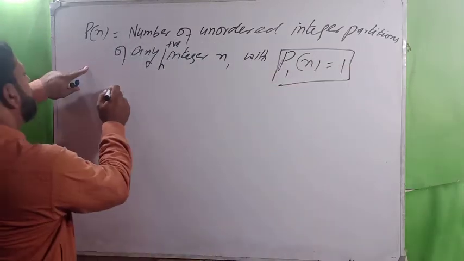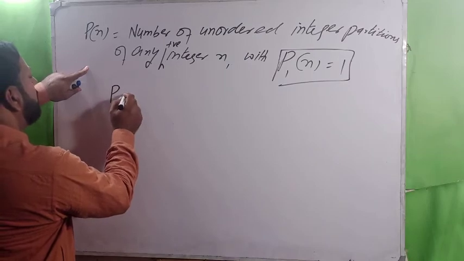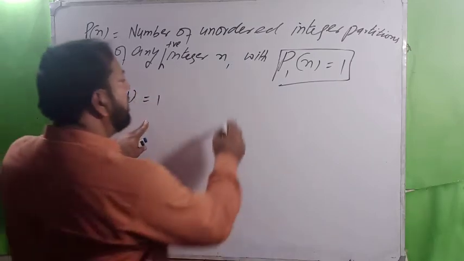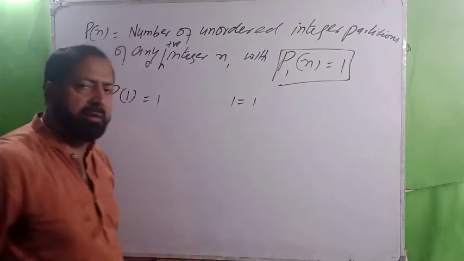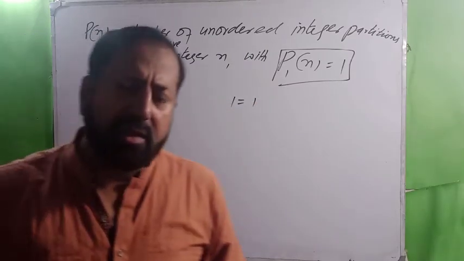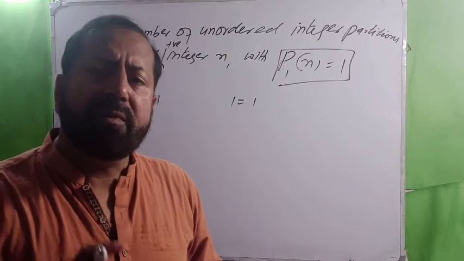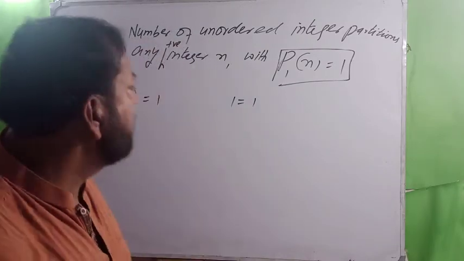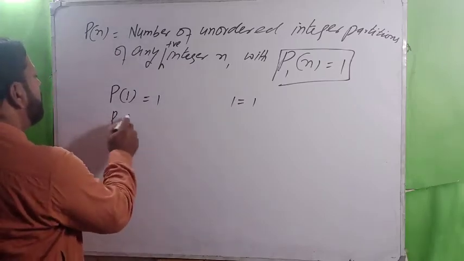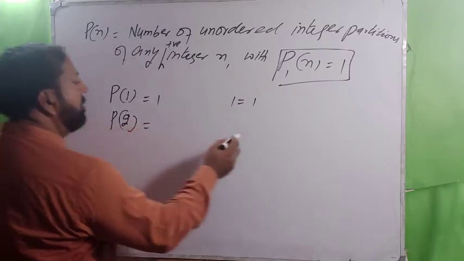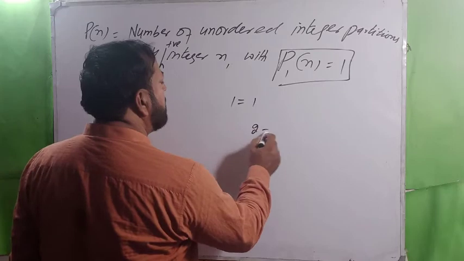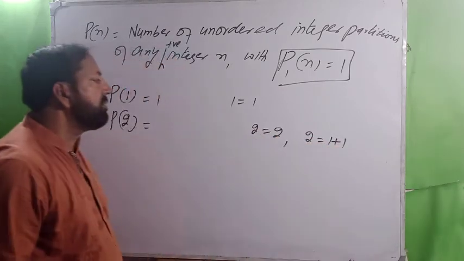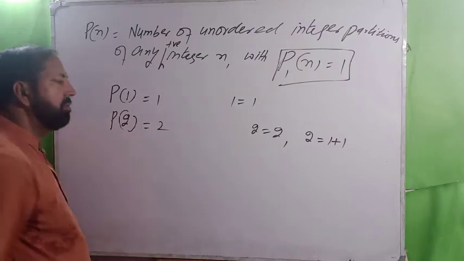So here, what is P1? This is 1 because you have only one way. 1 can be written as 1. Can you find the number of partitions of an integer? I am giving you some examples to understand the concept. So P2. What is P2? 2 has 2 partitions: 2 is equal to 2, and the other, 2 is equal to 1 plus 1. So P2 is equal to 2, right?